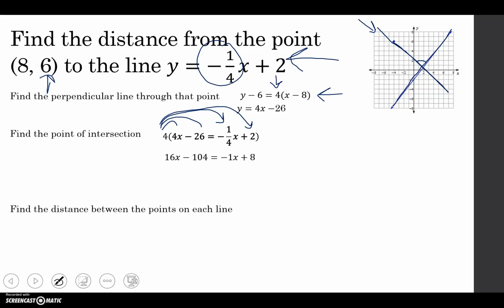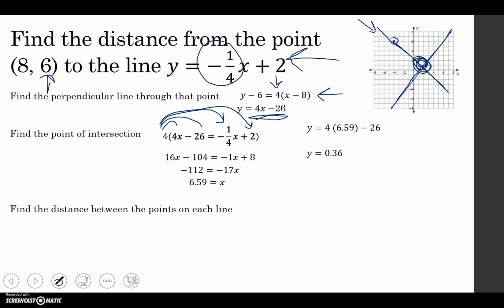So I'm going to move my 16x to the right, and I'm going to move my 8 to the left, and I get negative 112 equals negative 17x, and when I divide, I get about 6.59. Remember, I'm going to take that and substitute it back in. Now, I like to avoid fractions, so I'm going to use the equation that I have right here. I have y equals 4 times the x value I just found minus this 26. I'm going to plug and chug and I get 0.36. Again, that process that I'm doing is finding what is that point of intersection between these two lines.